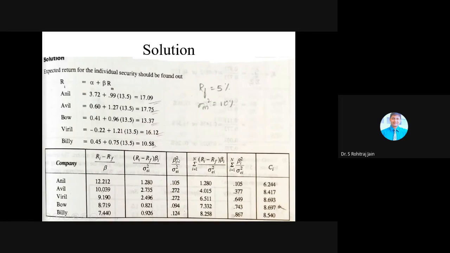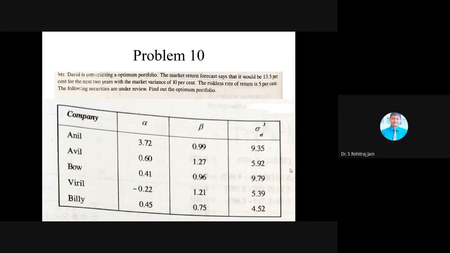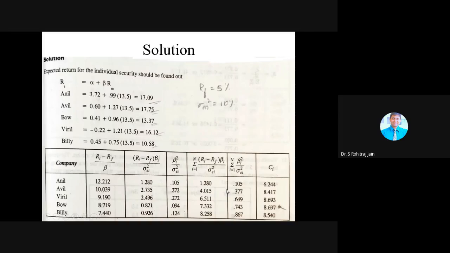Beta value of each stock they have given, right? For Avil, 1.27 square divided by what is sigma ei square? See here, Avil also they have given, that is 5.92. So for the stocks, it is 9.35, 5.92, 9.79, 5.39, 4.52. So how I am getting the fourth column? Beta I square of the individual stock divided by sigma ei square of the individual stock. I'll be getting the fourth column.